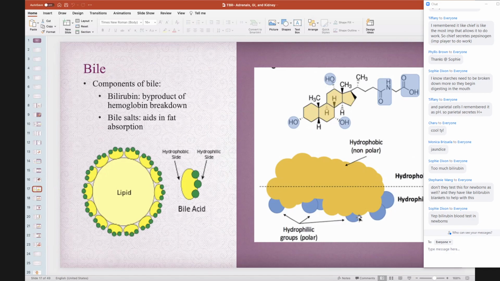So the two components of bile are bilirubin, which we're going to insert into the small intestine so that we can excrete it out, and then bile salts, which aid in a more mechanical breakdown of fats so that the lipases have more surface area to work with. So this little lipid molecule was part of a giant glob of lipids, but these bile salts can come in and create little micelles around these lipids.